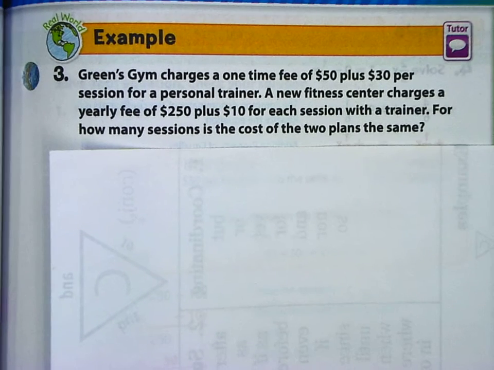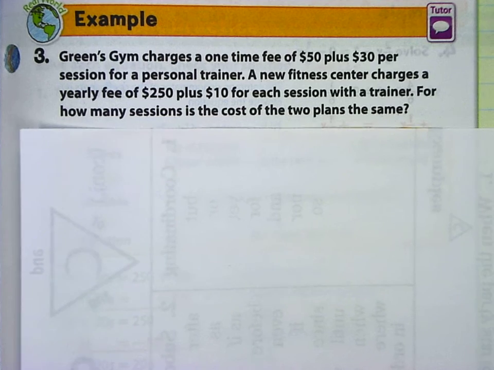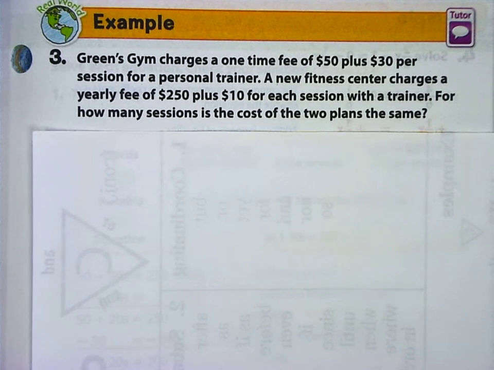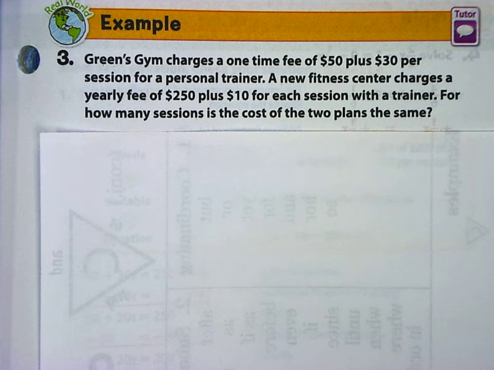Okay, so I have Green's Gym charges a one-time fee of $50 plus $30 per session for a personal trainer. A new fitness center charges a yearly fee of $250 plus $10 for each session with the trainer. For how many sessions is the cost of the two plans the same?